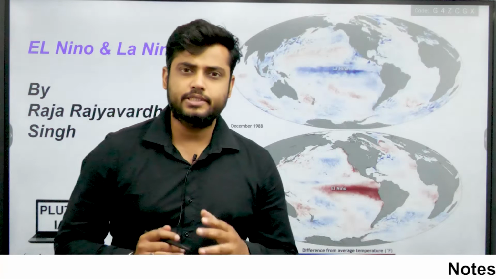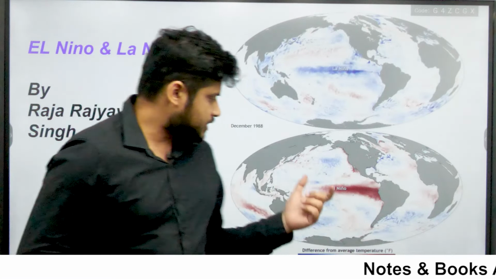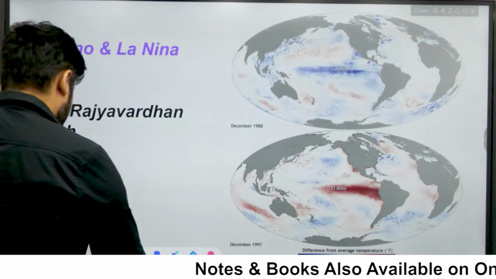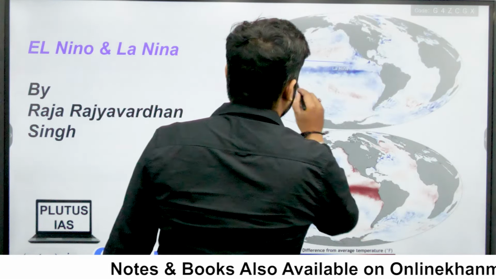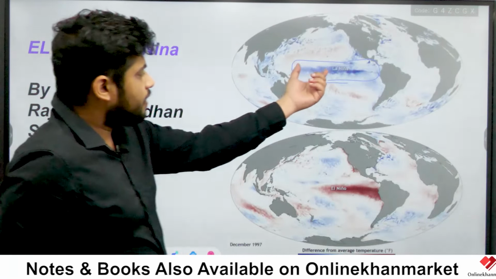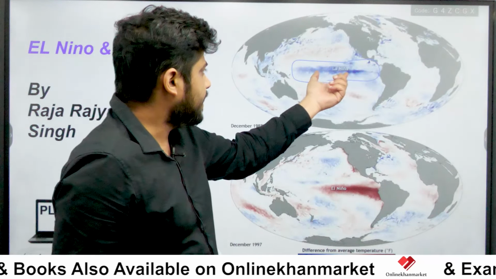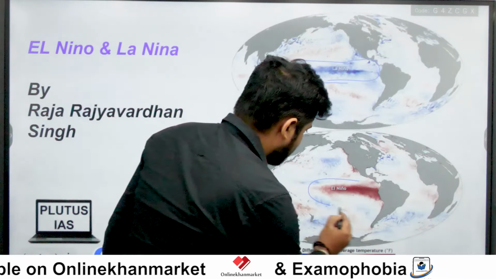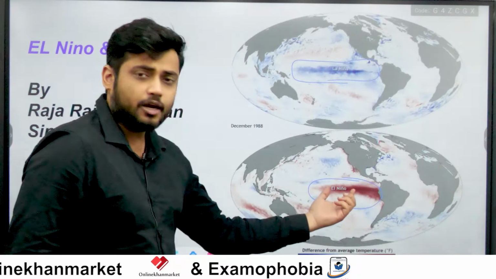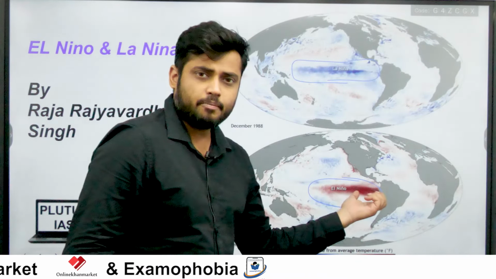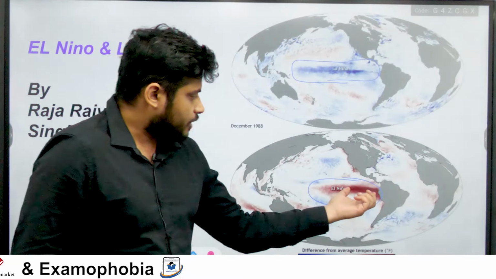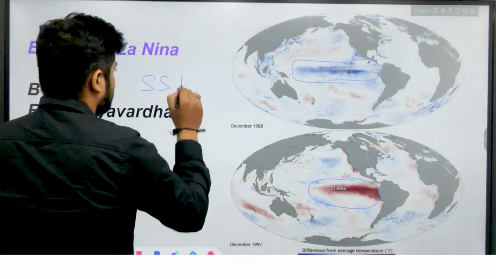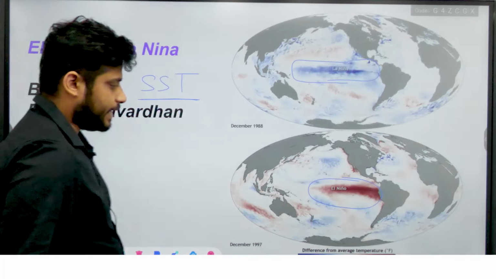These are related to sea surface temperature. First thing is that these phenomena are related to sea surface temperature. As you can see here, for La Nina, we have shown the blue color. Blue color means that the sea surface temperature is below normal. And here we have shown this red color. It means that in the central part of the Pacific Ocean and in the eastern part of the Central Pacific Ocean, the sea surface temperature is more than normal. The sea surface temperature is more than the average value.